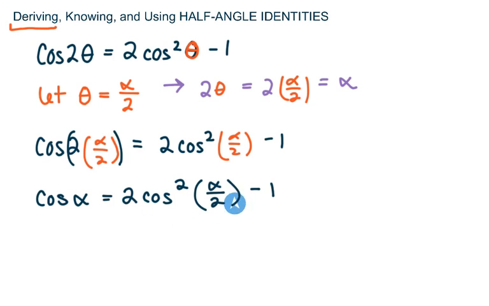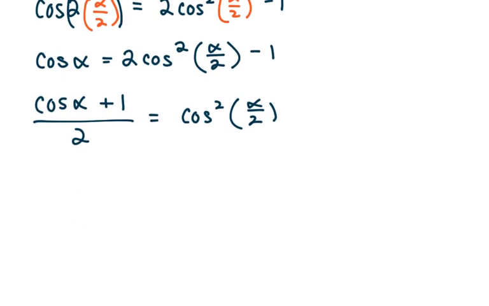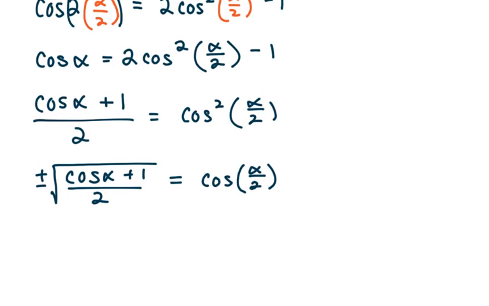So I want to isolate this, which means I'm going to add the 1, divide by the 2, and then take the square root. So I've got cosine alpha plus 1 over 2 is cosine squared of alpha over 2. Isolating that term, I'm going to end up with plus or minus the square root of cosine alpha plus 1 over 2. And that is equal to cosine of half some angle.